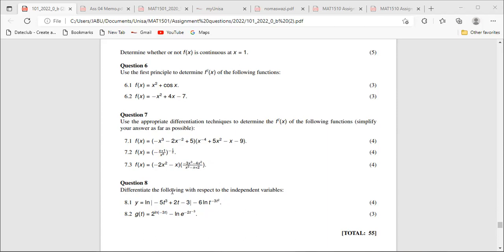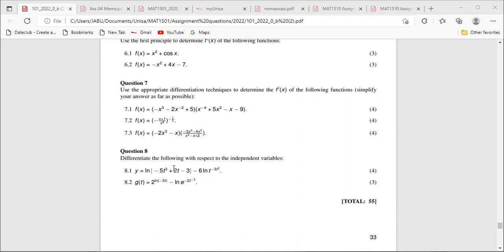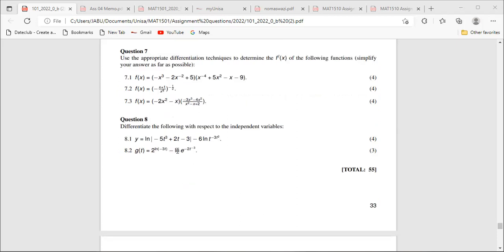So now let's move on to question 8. Differentiate the following with respect to the independent variables. Okay, so we need to differentiate. Let's copy this one down, and then let's differentiate 8.1.